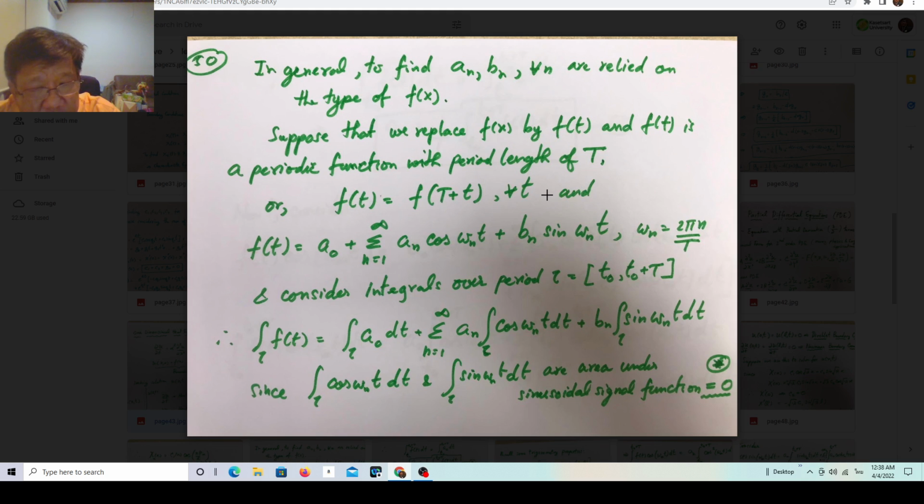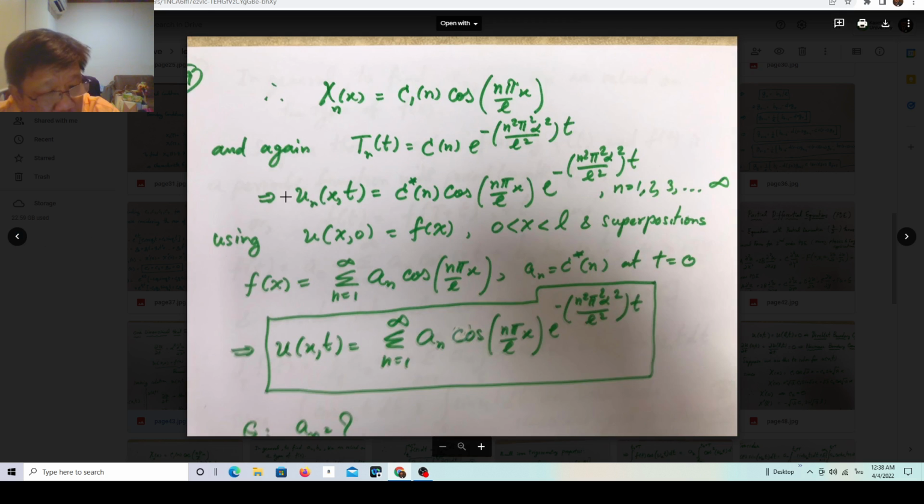And we're going to write this, f of t, as a function here, as a constant function a sub 0, plus summation n equal to 1 to infinity of a sub n cos omega n times t plus b sub n sine omega n times t, where omega n is 2 times pi times n divided by capital T. Again, do not confuse this t with this u of x,t here.